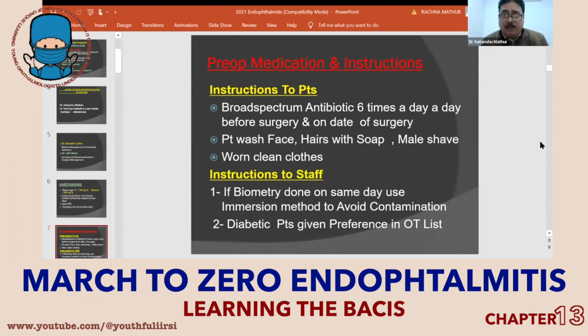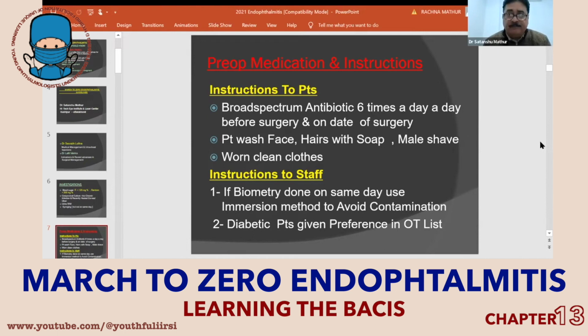Patient should come with face and hair washed with soap. Male patients should come shaved. They should wear clean clothes. What instructions to the staff? If biometry has to be done on the same day, use the immersion method to avoid contamination. If there are more than 5-6 cases in the OT, the diabetic patient should be given preference.